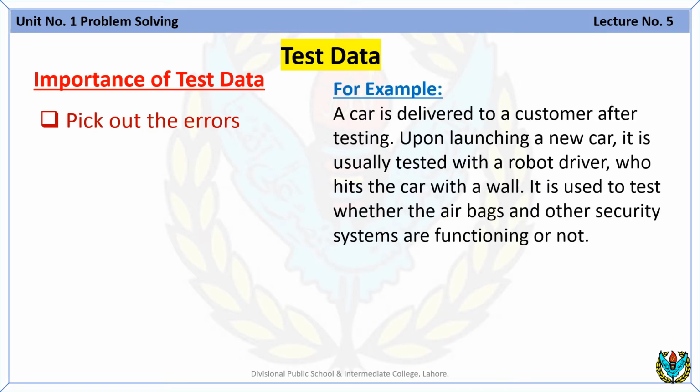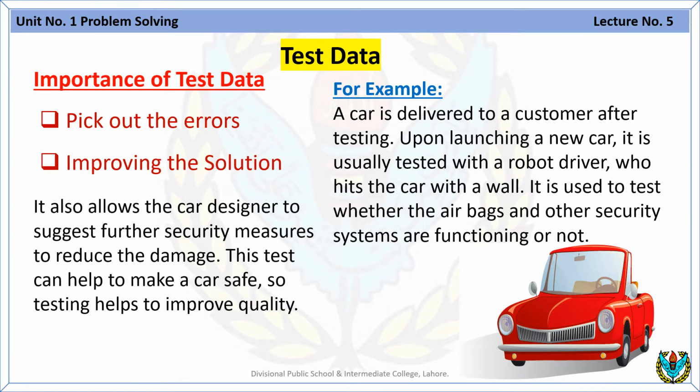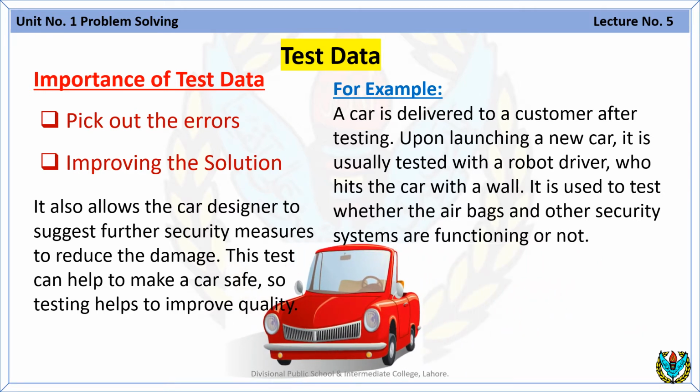For example, a car is delivered to a customer after testing. Upon launching a new car, it is usually tested with a robot driver who hits the car against a wall. It is used to test whether the airbags and other security systems are functioning or not. Improving the solution. It also allows the car designer to suggest further security measures to reduce the damage. This test can help to make a car safe, so testing helps to improve the quality.